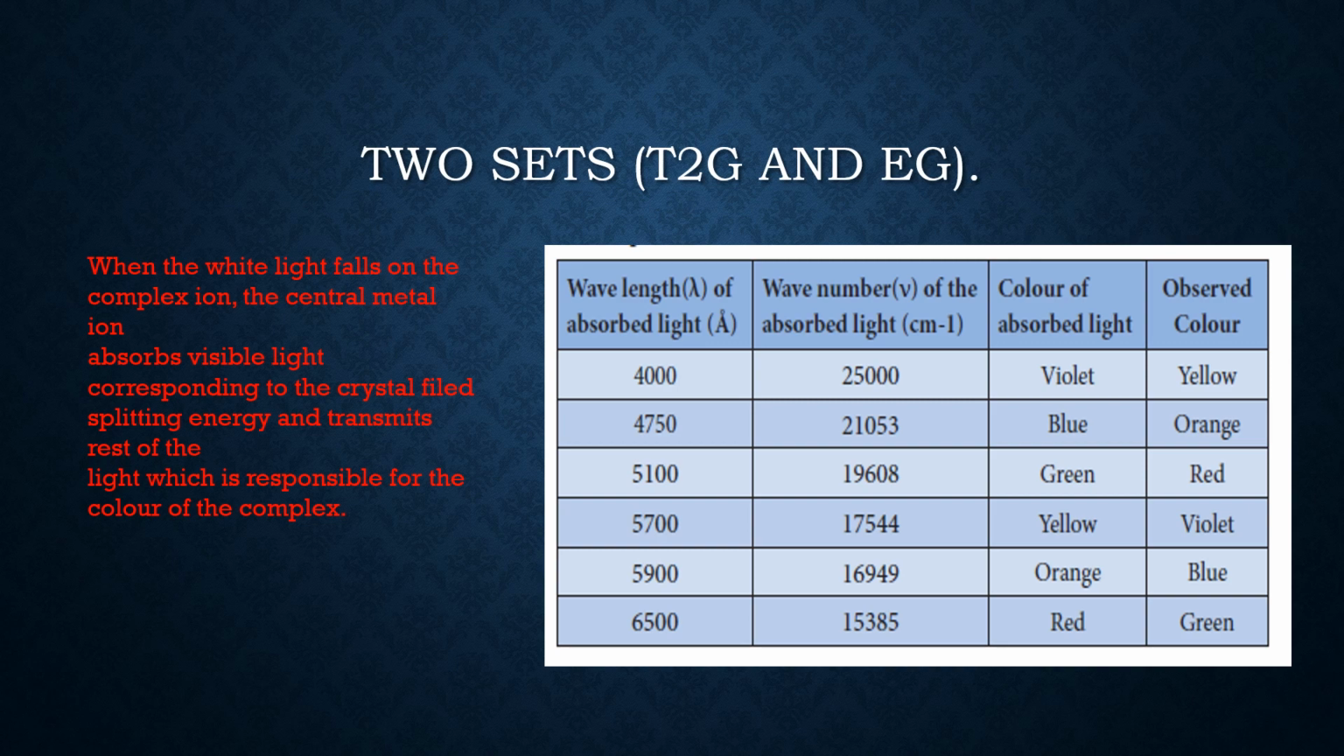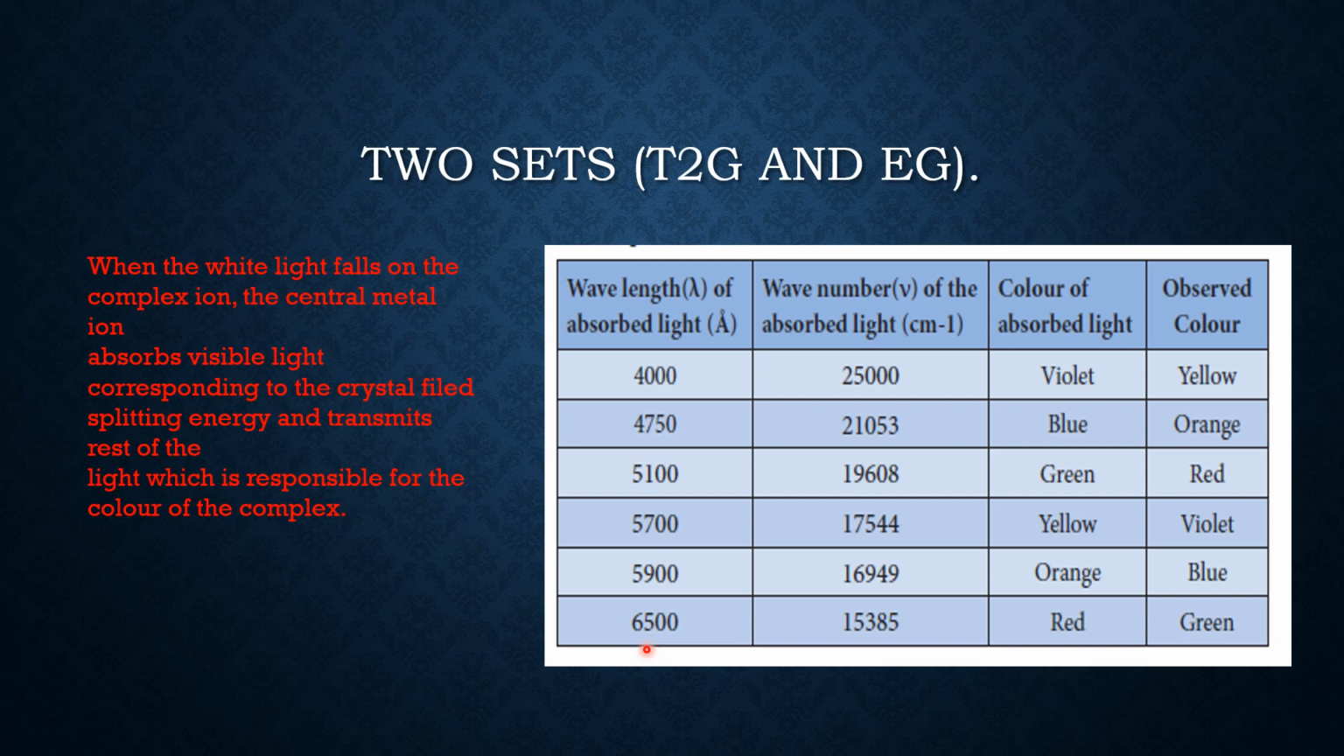Some tabulated values are given here: wavelength, wave number, color absorbed and observed color. 400 angstrom, where A naught is angstrom, and the wave number is given in centimeter inverse. You can write any one unit, whether wavelength or wave number, that is enough. Suppose we are passing a wavelength, that is nothing but supplying white light frequency. When 400 angstrom light passes through the complex, the color absorbed by the complex is violet and the color reflected is yellow.